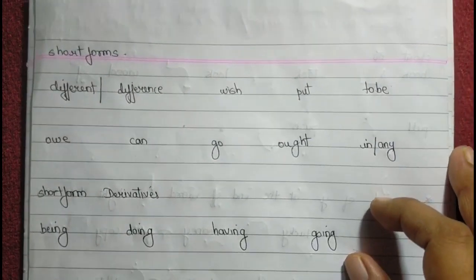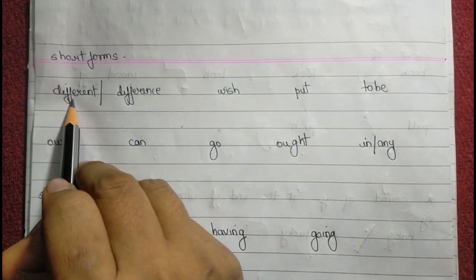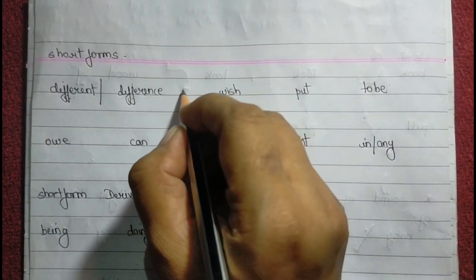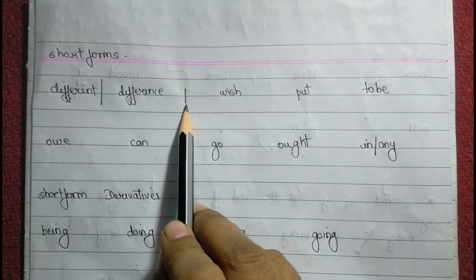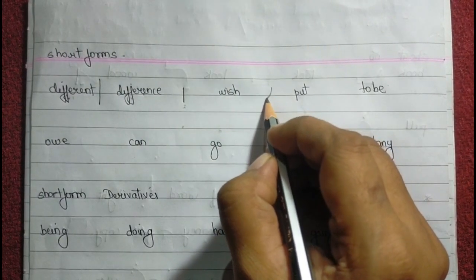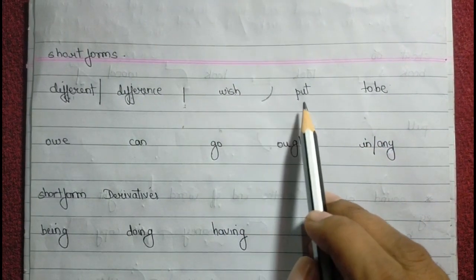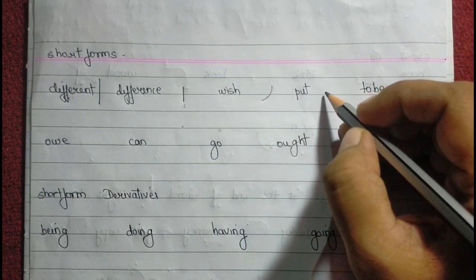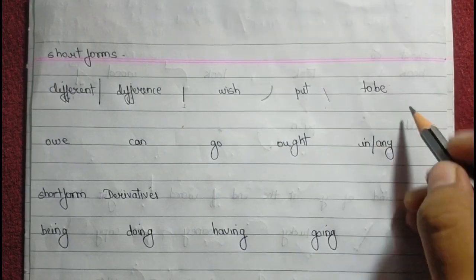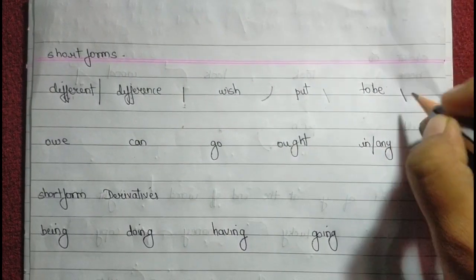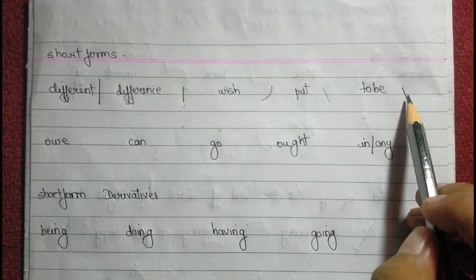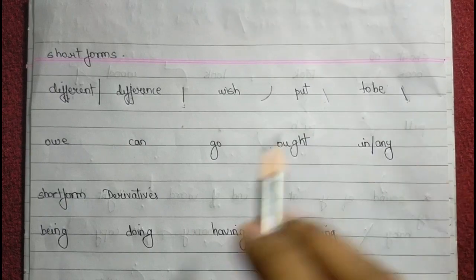Next, short forms. Short form different or difference is represented by the stroke across the line. Wish is represented by sh stroke across the line. Put is represented by p stroke across the line. To be is represented by b stroke. It is a dark stroke. This is a light stroke. B is a dark stroke. So b stroke across the line.